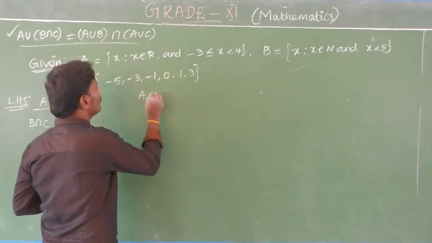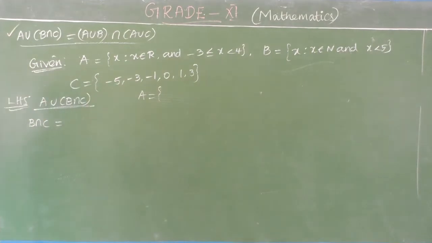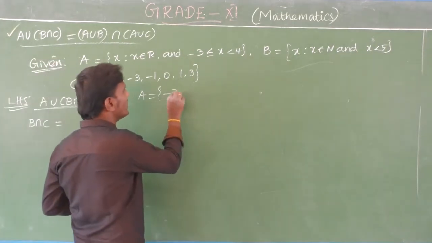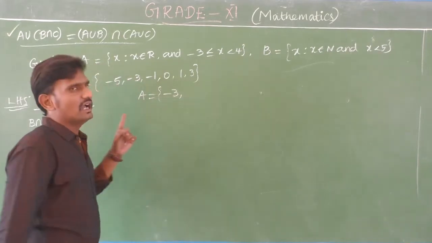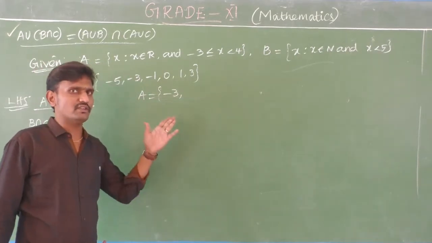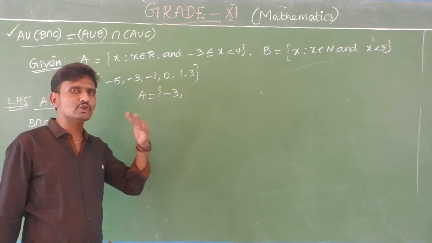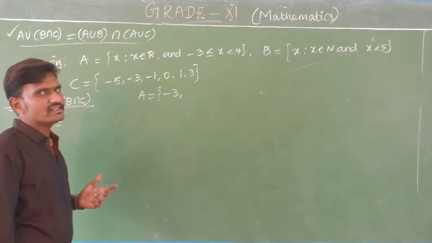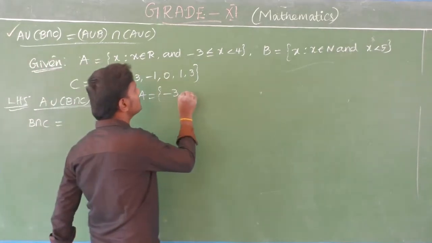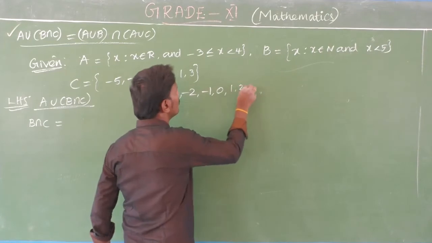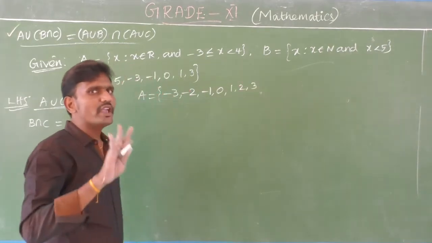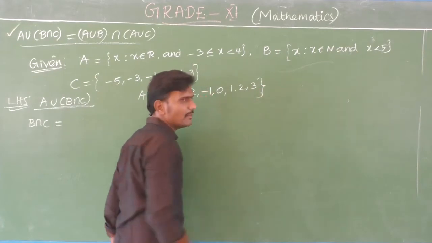So now convert: what is A? x such that x belongs to R, real numbers, and that number is given by the interval minus 3 is less than or equal to x is less than 4. So what are the elements of this? Shall we include minus 3? Yes, because we have less than or equal to. What types of intervals do you already know? Open, closed, and closed with open. In your previous exercise you studied, no? So minus 3, minus 2, minus 1, 0, 1, 2, 3. Shall we take 4? No, because only less than is given. So these are the elements of A.